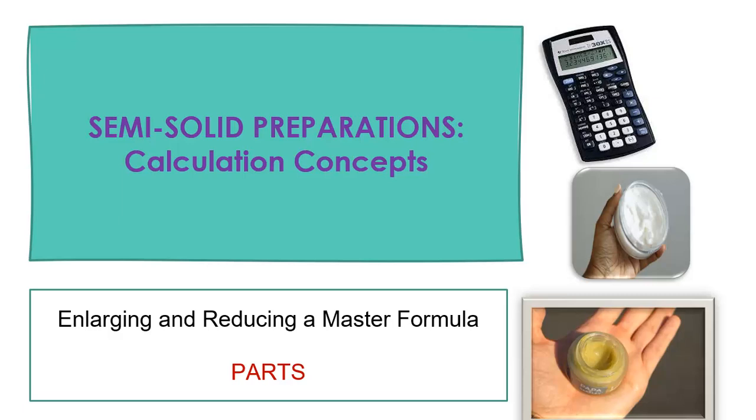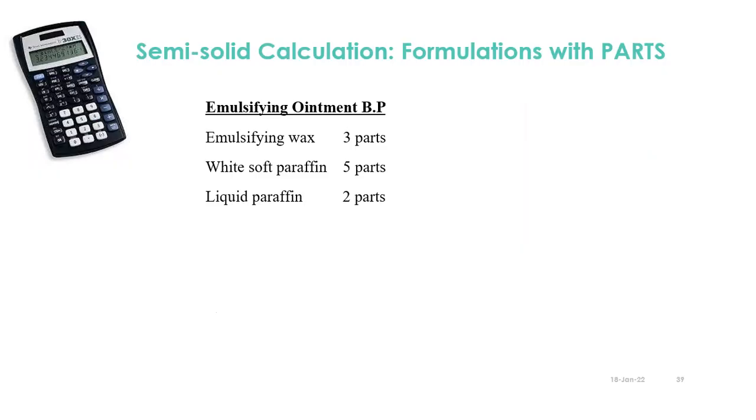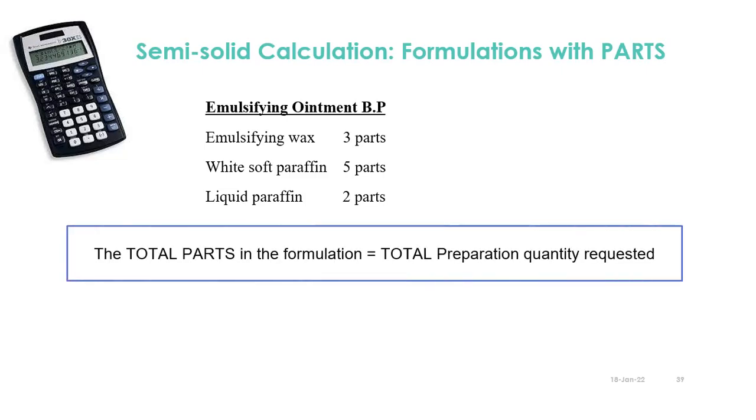I introduced you to semi-solid formulations, how they are written, and almost always you may have it in a gram expression, gram mixed with milliliter, or you may have the formula written as parts. And so here I'm going back to emulsifying ointment, BP. Emulsifying wax is 3 parts, white soft paraffin 5 parts, liquid paraffin 2 parts.